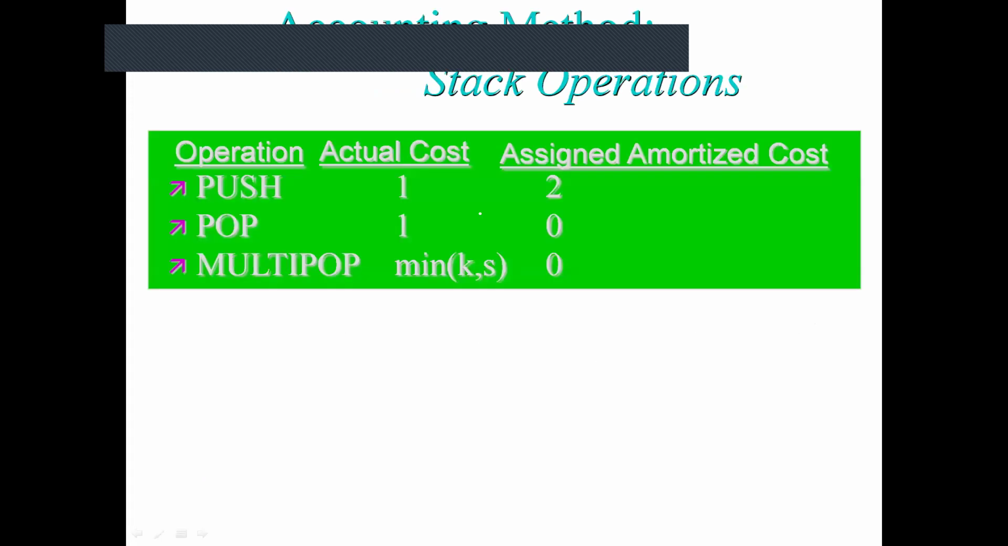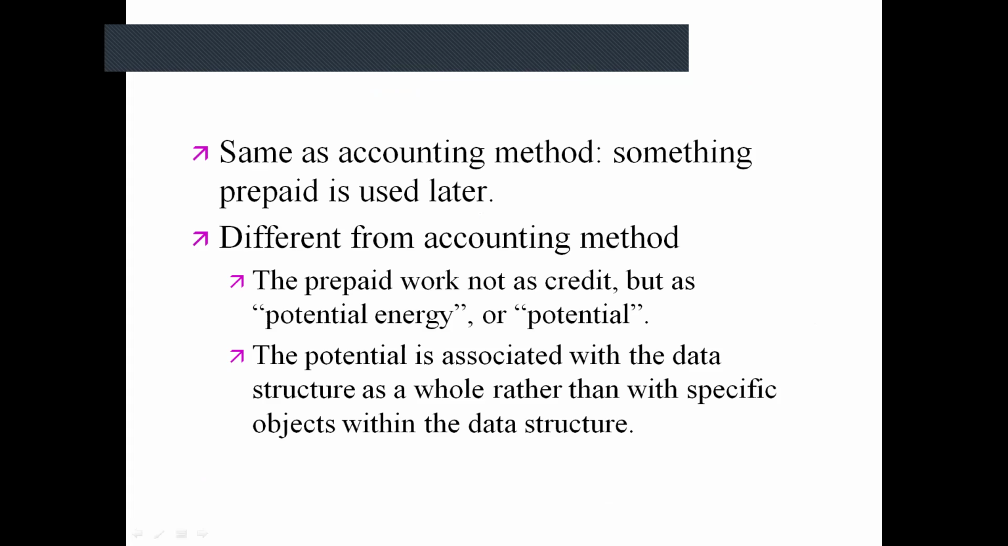So this is how it looks. A push, actual cost is given there. Multi-pop, also actual cost is given there. But when it comes to assigned amortized cost, we charge 2 rupees for this one, whereas for the other ones, we charge only 0 and 0.